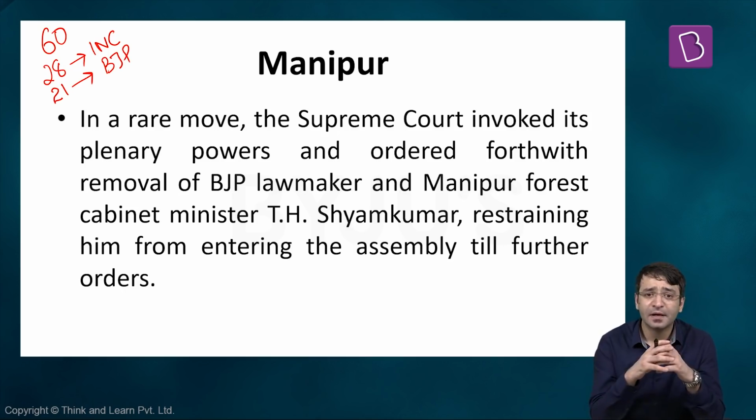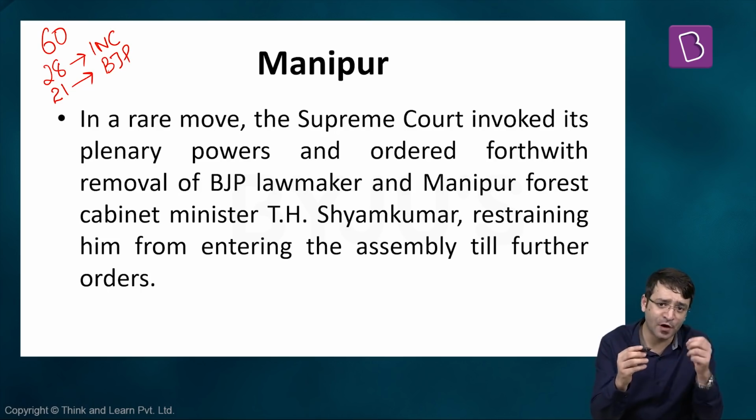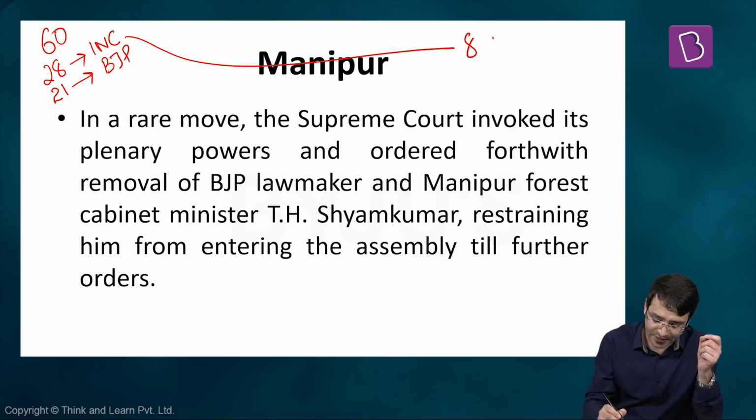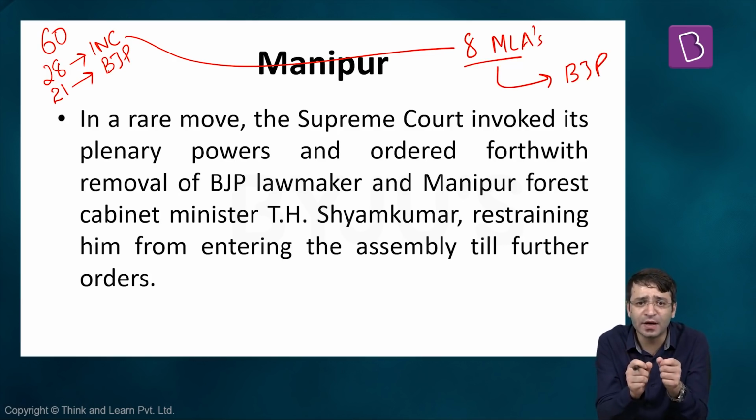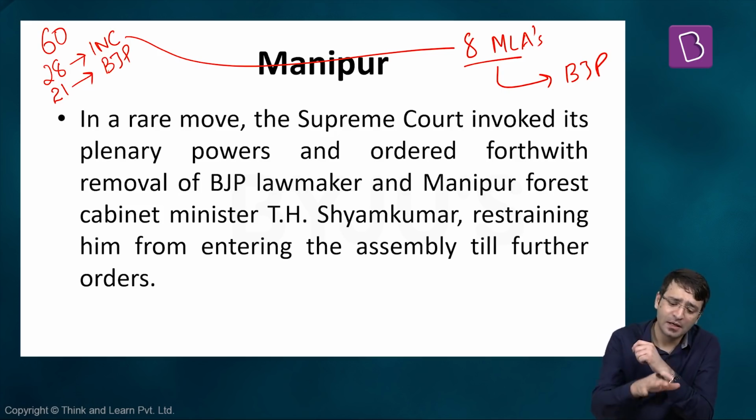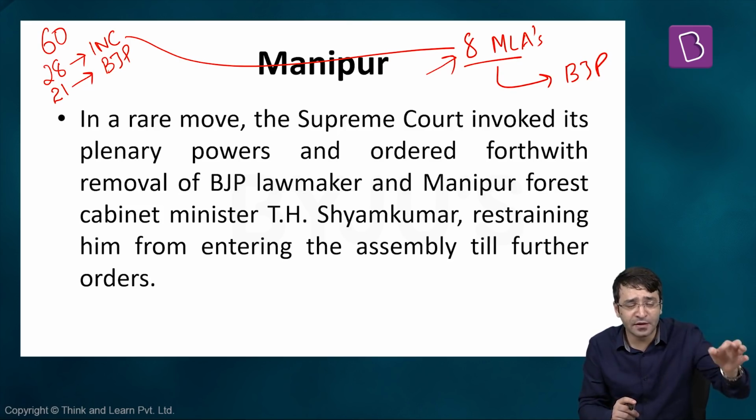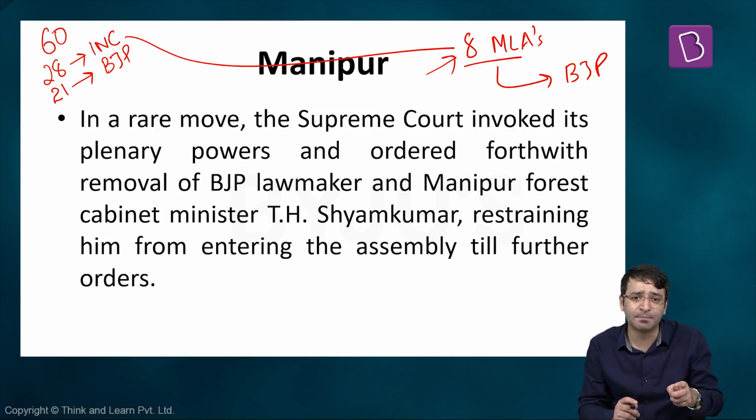But what happened? The Governor of Manipur invited BJP to form the government, and BJP was in a position to form the government. 8 MLAs of Congress resigned and joined the BJP. They should have been disqualified under anti-defection law, but the Speaker is not acting at all. Because these defectors are favoring the ruling political party. The Speaker is a member of the ruling political party. The Speaker is not acting at all.